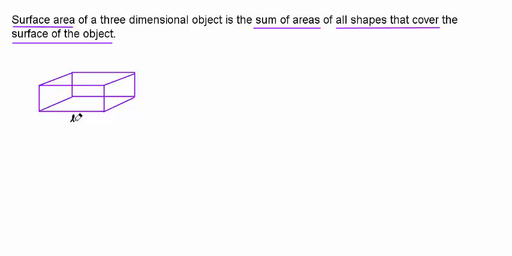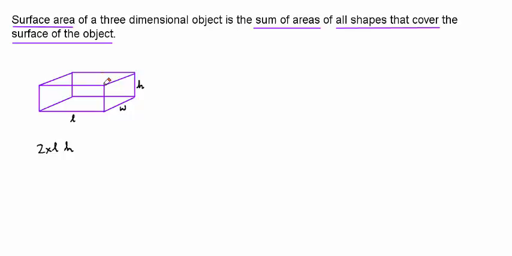with length L, width W and height H, there are two rectangles, one in the front, this one, and the one at the back, this one, that have got a length of L and a height of H. Therefore, the area of each one of these is L times H, and we have two of them, so this is 2 times L times H.